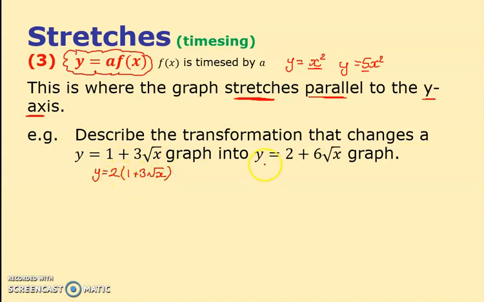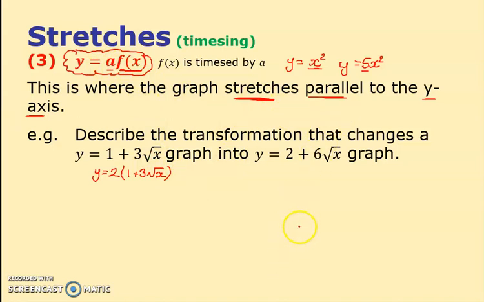I've times it by 2. Look at that, 2 plus 6 root x. I've doubled both parts to get this. Can you see it's one of these? It's a number times by whatever I started with, and the number is outside the bracket. It's not inside the bracket, it's outside the bracket. So this is going to stretch it up and down.